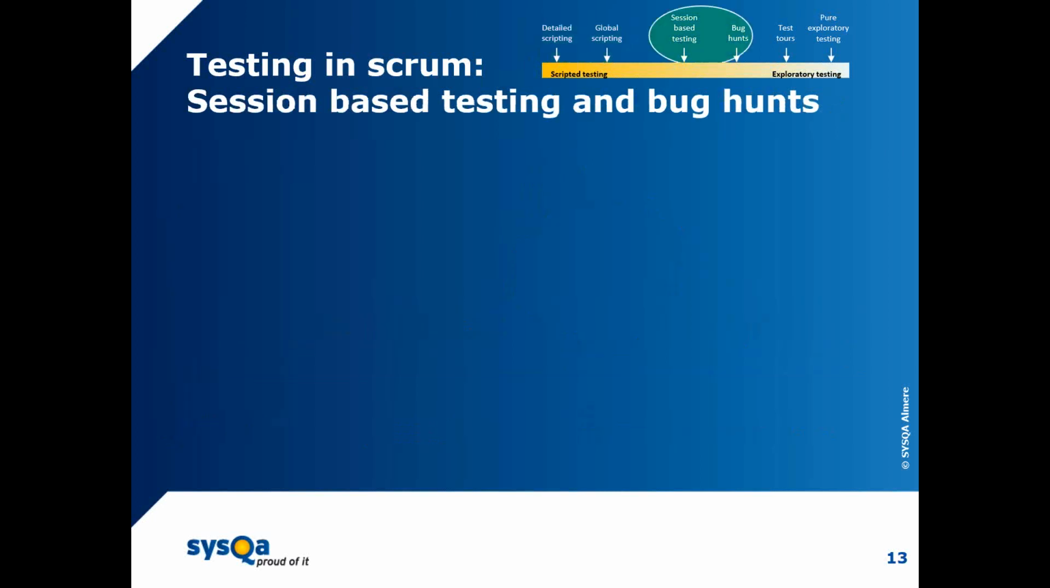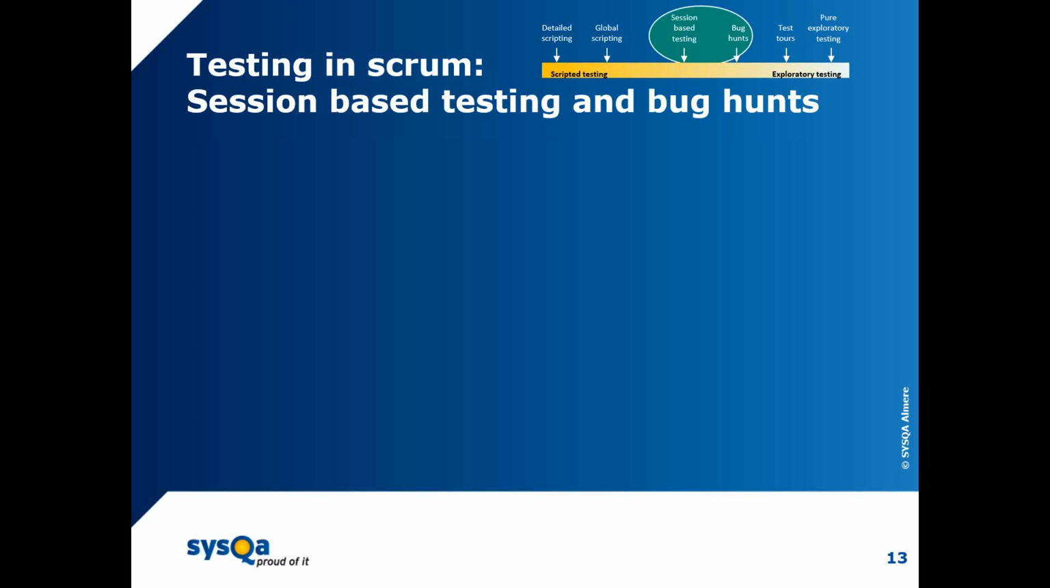The session-based testing and bug hunts, how do we apply those in Scrum? Well, first some characteristics of session-based testing and bug hunts. They're both done in sessions. Normally, in session-based testing, sessions are quite small, 1 to 1.5 hours, while with bug hunts, 2, 3 hours, even half a day. With session-based testing, the sessions are done by testers, while with bug hunts, you involve others in the testing by letting them take part in the bug hunt. So users and developers can be part of a bug hunt.